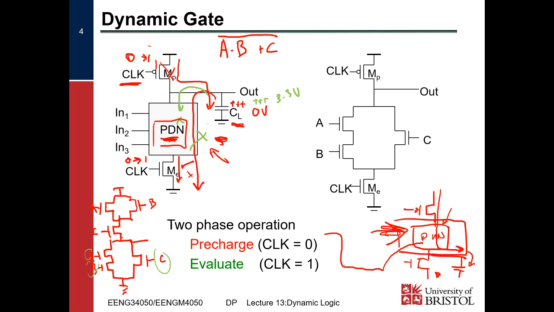Do you want to be worried about your keeper transistor and getting your ratios right, or do you want to be worried about your minimum clock frequency? And depending on your particular design, that will change, right?